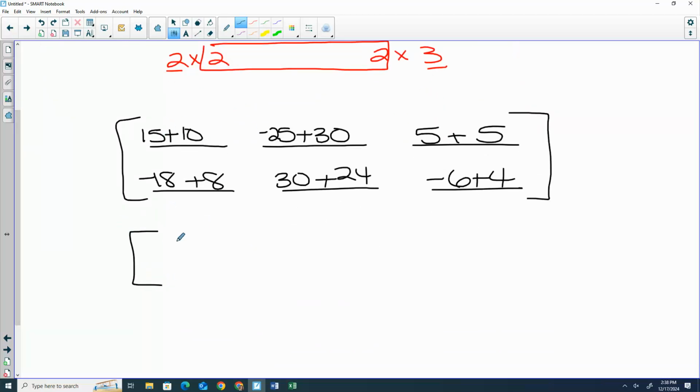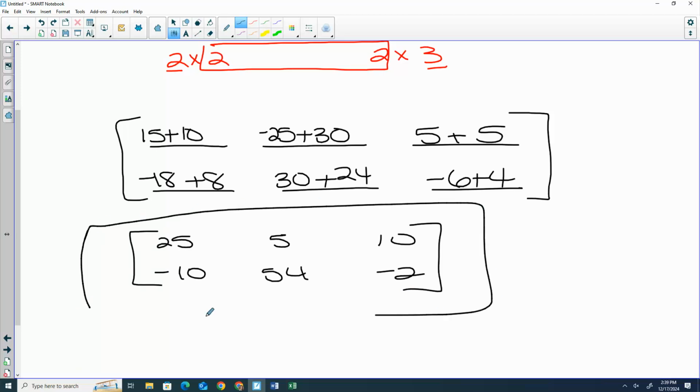So if we simplify, that gives me 25, 5, 10 for the first row, -10, 54, -2 for the second row. Is that okay?